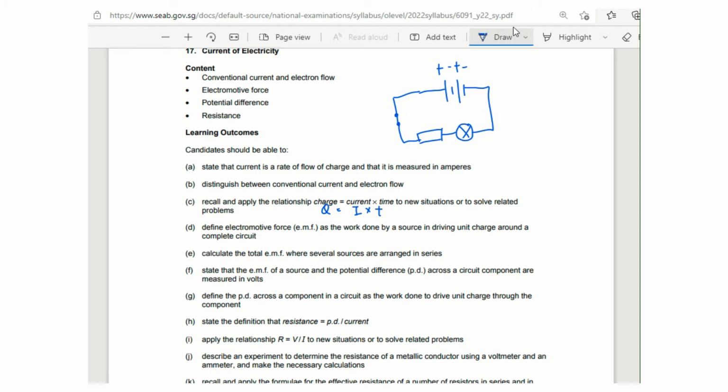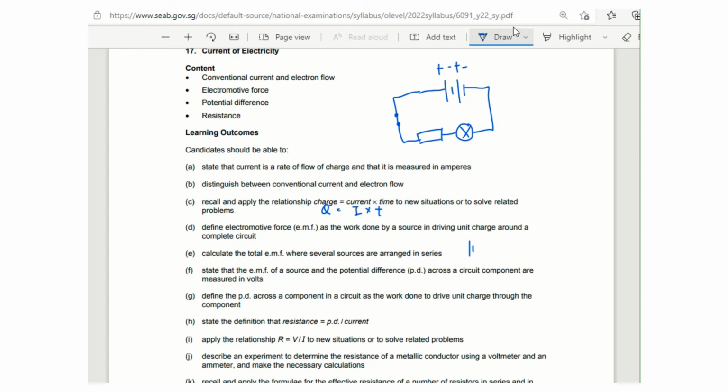In part D, you need to be able to define e.m.f, or electromotive force. The definition is the work done by a source in driving unit charge around a complete circuit. Then next, you need to calculate the total e.m.f when several sources are arranged in series. If you have several sources arranged in series, you simply add them up to find the total e.m.f.